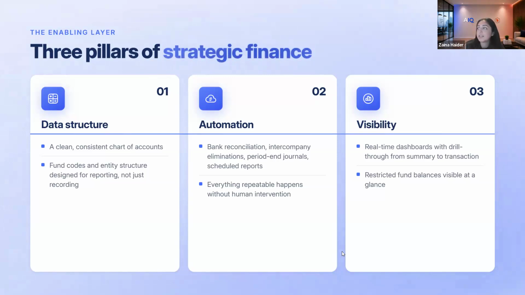The last step is visibility. Real-time dashboards that drill through from a summary number to underlying transactions, giving an at-a-glance view of your restricted and unrestricted funds. That kind of visibility means your FD and your team can walk into meetings already knowing what questions they're about to be asked, and having a real understanding of the numbers they're presenting.